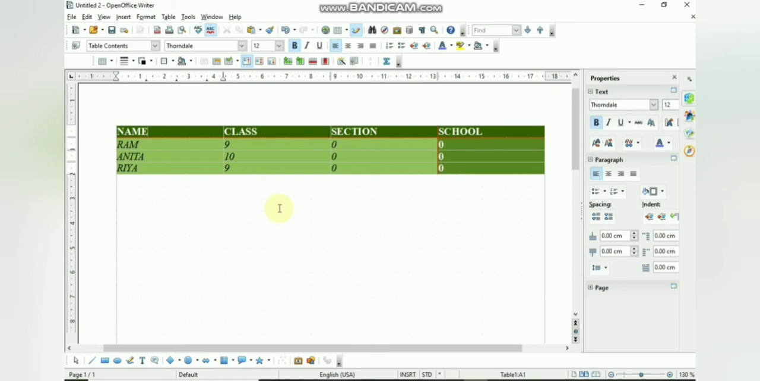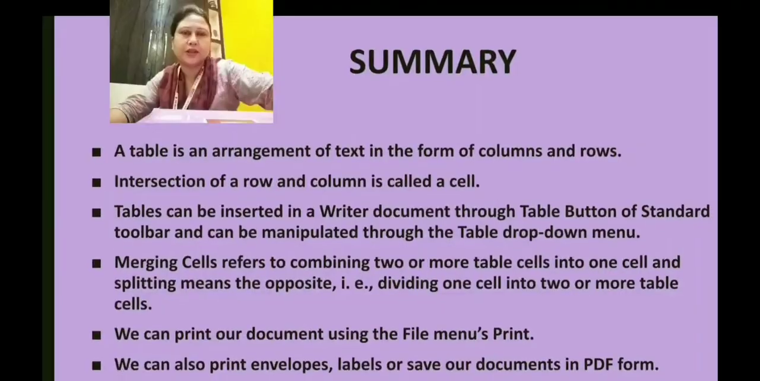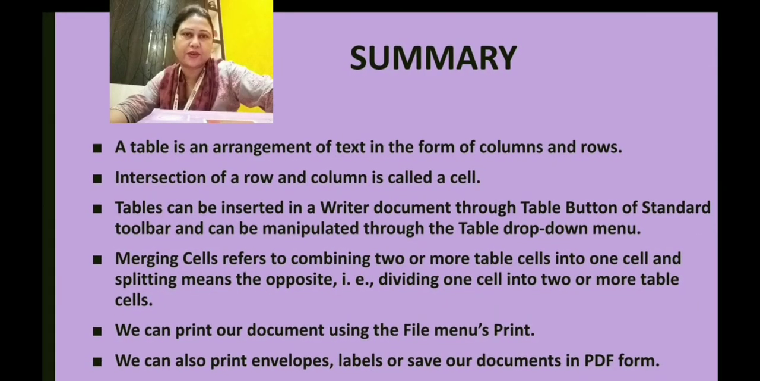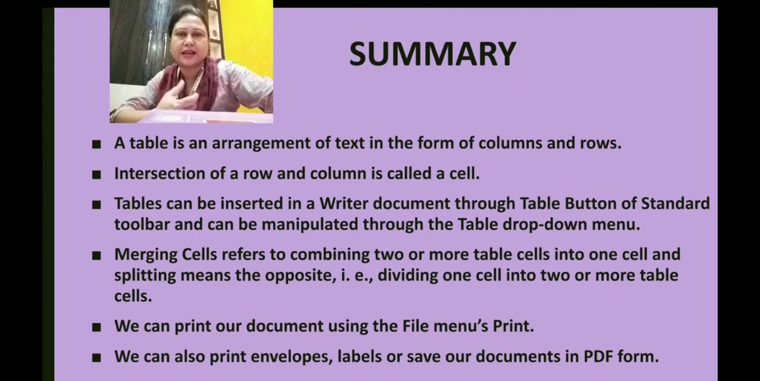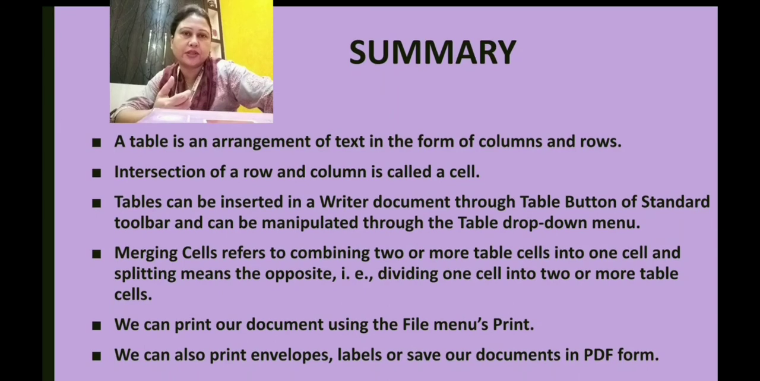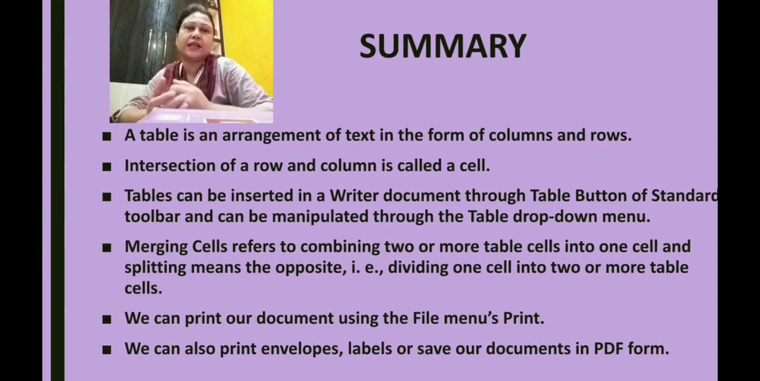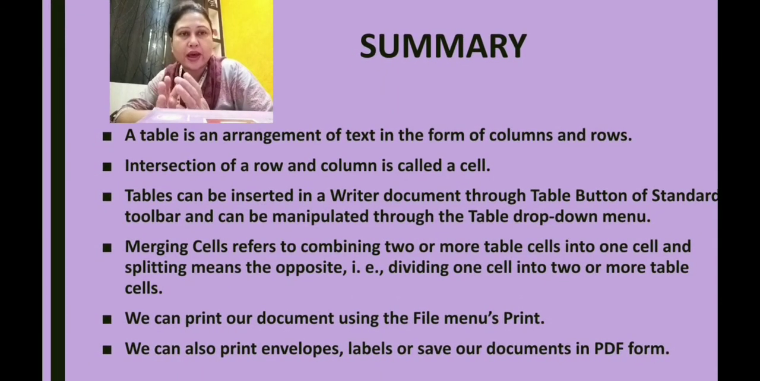Okay, so today's class is only up to here. These were the different topics which we have covered in this session, that is tables and printing. Now let us summarize the different topics which we have covered today. So in today's class, we recapitulated that a table is an arrangement of text in the form of columns and rows. Then we also recapitulated that the intersection of a particular row and a column in a table is called a cell.